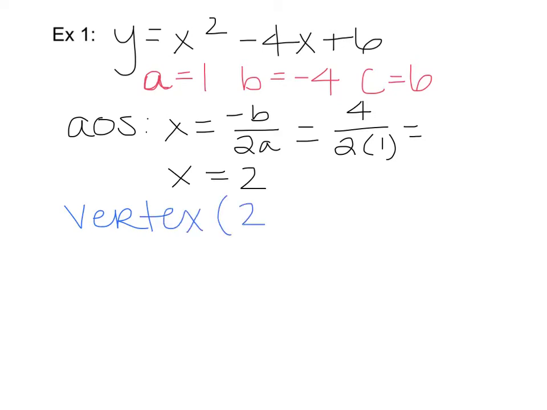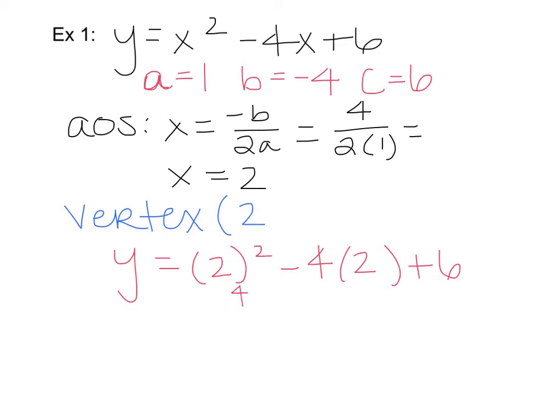And then to find the y vertex, just like before, you take what x equals and you substitute it in for x into your original equation. So y equals 2 squared minus 4 times 2 plus 6. So 2 squared is 4. Negative 4 times 2 gives me minus 8 plus 6. 4 minus 8 gives me negative 4 plus 6 gives me y equals 2. So my vertex is 2, 2.